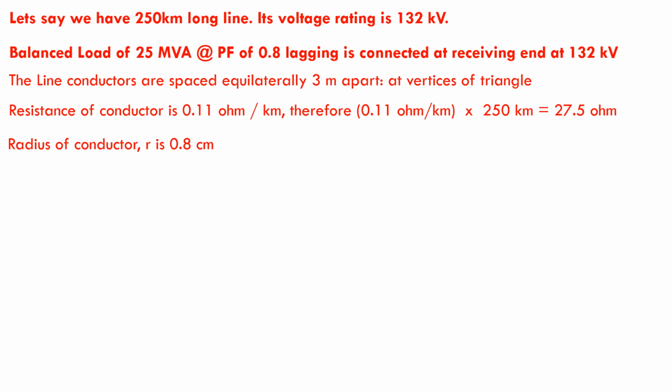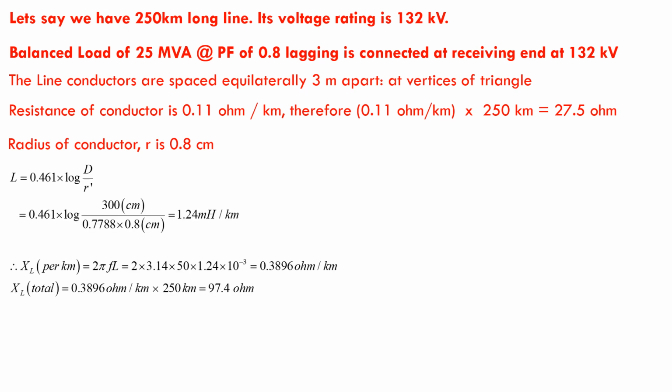So you need to recall the equation of the inductance of the line. The equation of the inductance of the three-phase line is given by 0.461 into log d upon r dash. Just look at the r dash. You know that r dash is the effective radius of the conductor, and it is given by 0.7788 into r. Don't forget to put this multiplication factor of 0.7788. It is the effective radius, so don't consider 0.8 centimeter, you need to consider 0.7788 into r. Based on that, you get the value of the inductance.